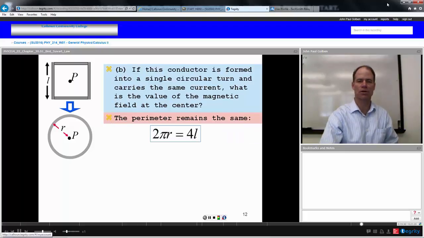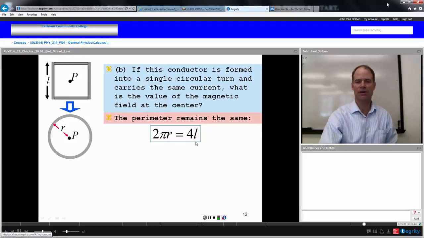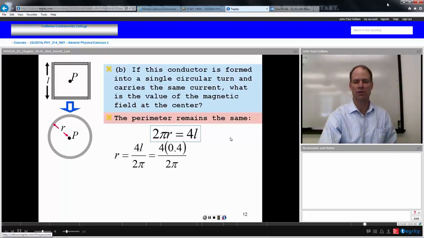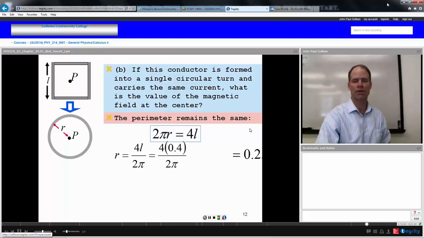In other words, the perimeter of the circle, 2 pi r, has to equal 4 times L for the square. Based on that, we can figure out what the radius of our circle is going to be. It's going to be equal to 4L divided by 2 pi. 4 times 0.4 meters divided by 2 pi will give us a radius of 0.255 meters.